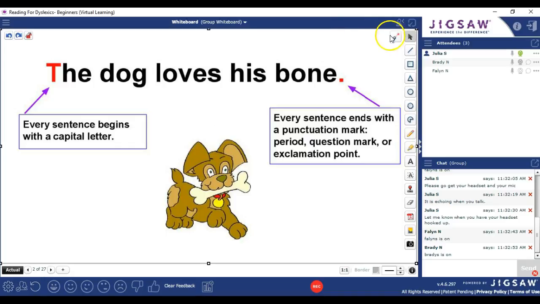What does this sentence always begin with? The. A sentence always begins with a capital letter. See that? That is a capital T. And a sentence always ends in a punctuation mark, remember? It'll end in either a period, a question mark, or an exclamation point, right? So the capital letter tells us that the sentence is starting, and the punctuation mark tells us that the sentence is over, okay?